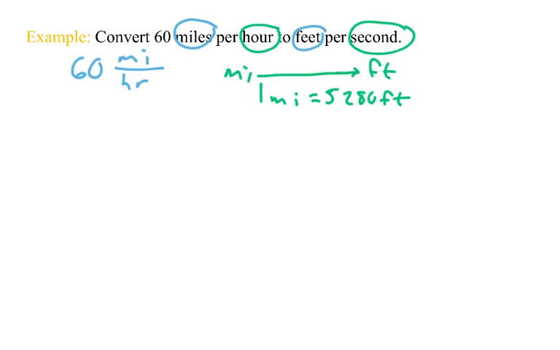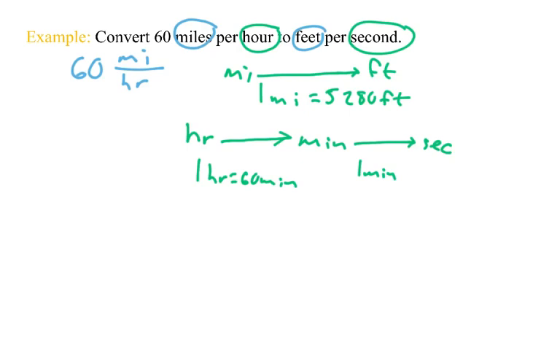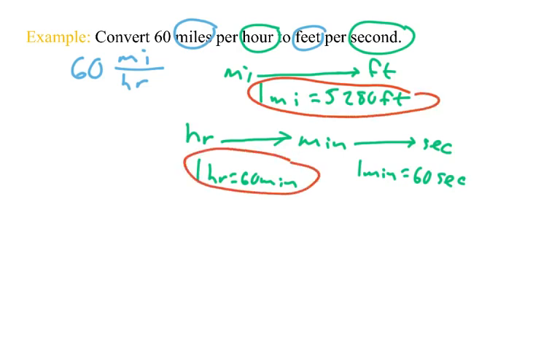That converts my unit of distance. My unit of time will take a little bit more work. I'm given hours and I want seconds. I may have to go through an intermediate step on that. I might have to say, go from hours to minutes, and then minutes to seconds, because I know that 1 hour is 60 minutes, and 1 minute is 60 seconds. Let's use these conversion facts to see if we can move down this double chain to get my units converted to feet per second.